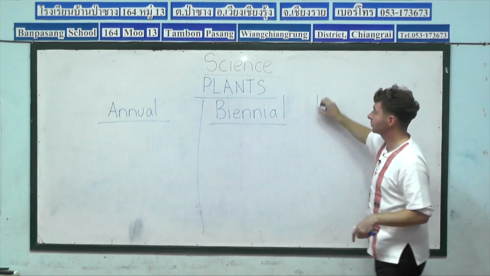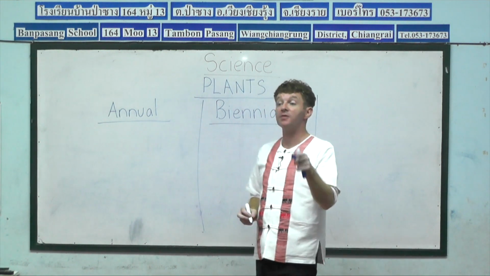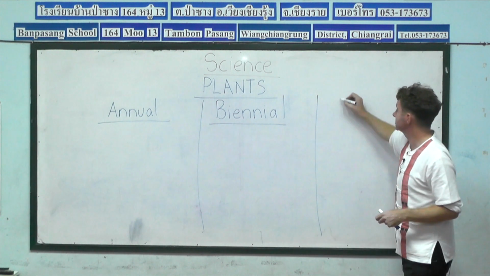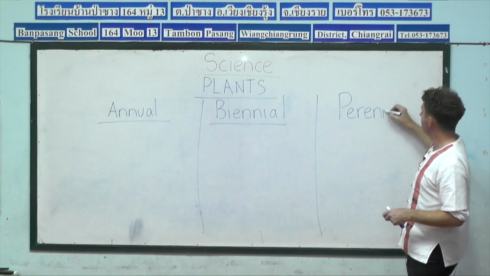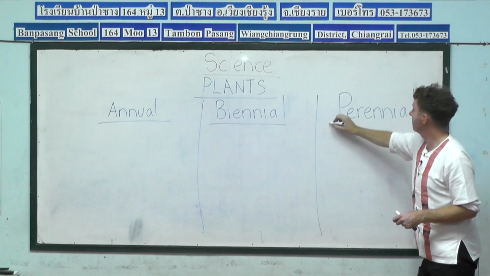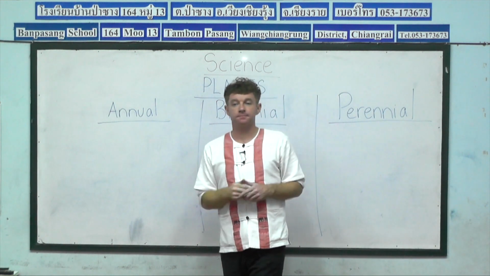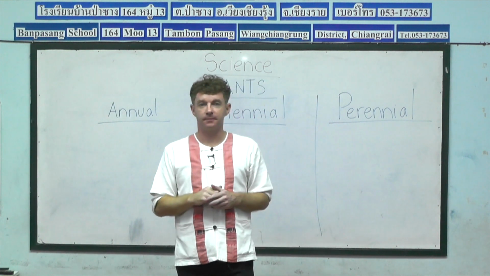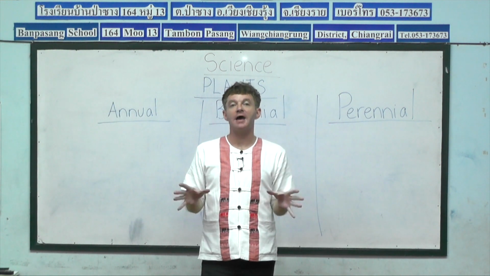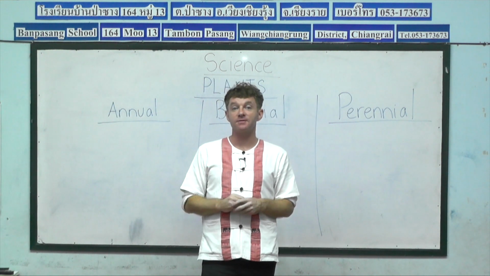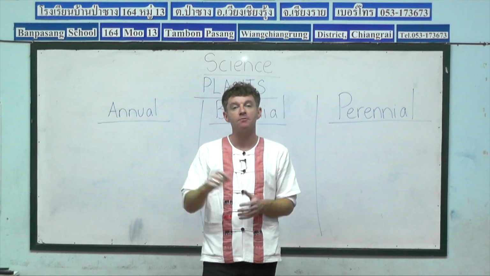So remember, annual plants, less than 1 year. Biennial plants, 2 years. And then some plants live for more than 2 years, and we call them perennial plants. P-E-R-E-N-N-I-A-L. So altogether, annual, biennial, and perennial. What we're going to do now is have our students demonstrate their understanding by placing the pictures of the plants in the correct categories and writing the name of the plants too.